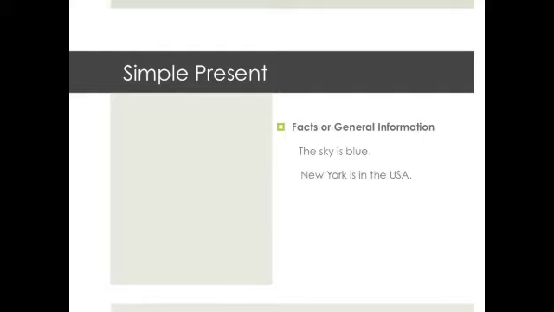The next case is for facts or general information. The simple present is used when the speaker believes something to be true. So, for example, the sky is blue. Right? That's general information. That's something that is commonly known. Now, an example of a fact would be New York is in the USA.